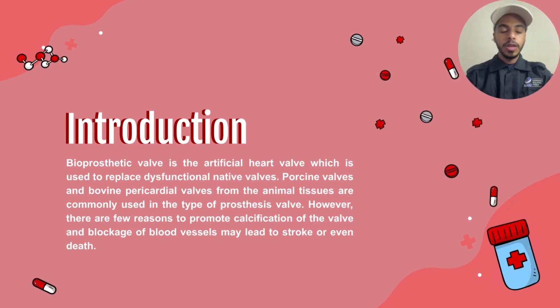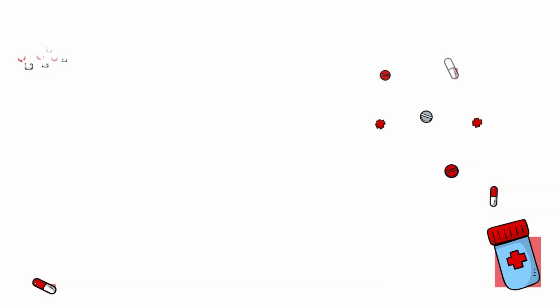Bioprosthetic valve is an artificial heart valve that is used to replace dysfunctional native valves. Porcine valves and bovine pericardial valves from animal tissues are commonly used in this type of prosthetic heart valve. However, there are a few reasons that promote calcification of the valve and blockage of blood vessels that may lead to stroke or even death.